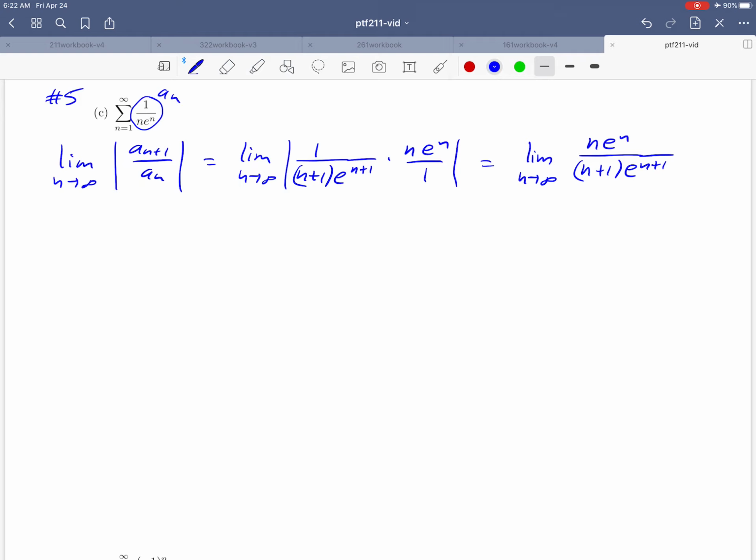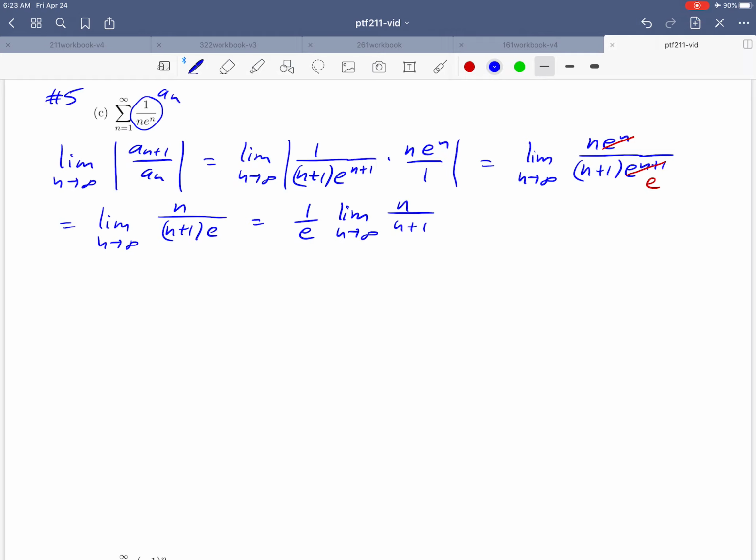And then the question is, can we do any cancellation here? Well, notice that e to the n and e to the n plus 1, we can cancel those. We've got one extra power of e in the bottom. So after we do that cancellation, we've got an e in the bottom, and we can rewrite the whole thing as n over n plus 1 times e. Since that e in the denominator is a constant, let's pull that out. What's left is just the limit as n goes to infinity of n over n plus 1.